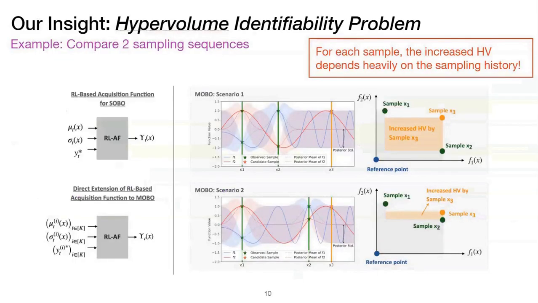The hypervolume identifiability problem is that the hypervolume increment of the next sample x3 depends on the whole history, which consists of two points, x1 and x2. In this case, if x1 and x2 are here and here, the hypervolume increment of x3 will be the orange area. But if we have x1 here and x2 here, the orange area will be less than the previous one.